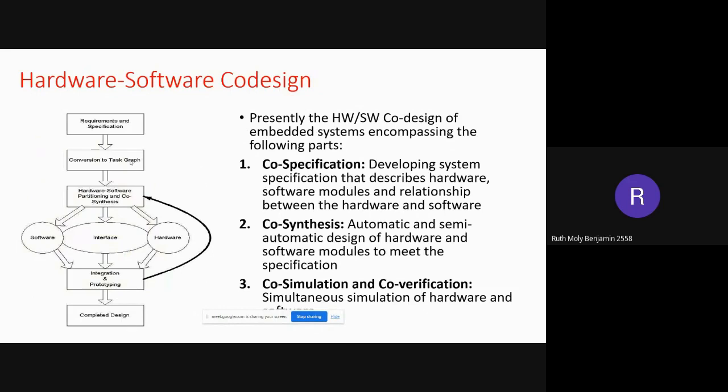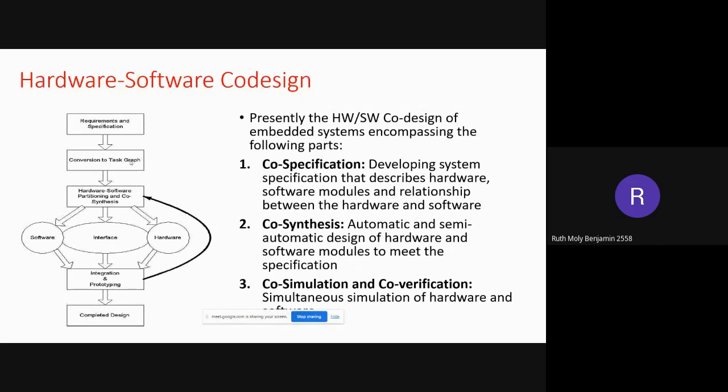And then we learned about the three parts of this co-design. One is called co-specification, second is called co-synthesis, and the third is called co-simulation. So what is co-specification? Co-specification means you develop the system specification which gives the hardware and software modules. So you give the specification of the hardware and the software. That is the first one.